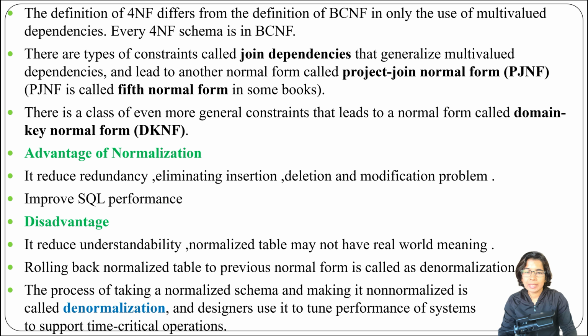With this, I am finishing normalization. In this chapter, I discussed functional dependency and normalization, 1NF, 2NF, 3NF, BCNF, 4NF.